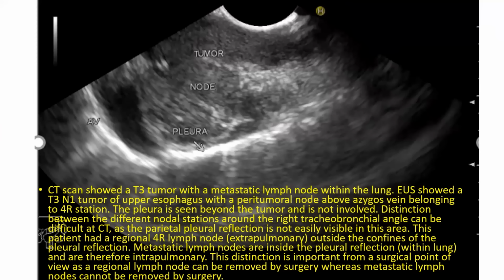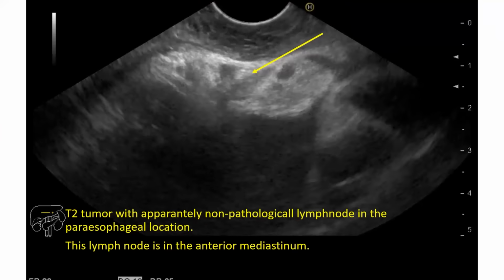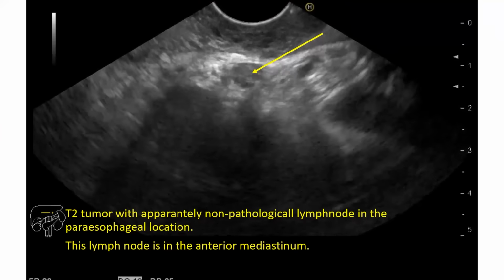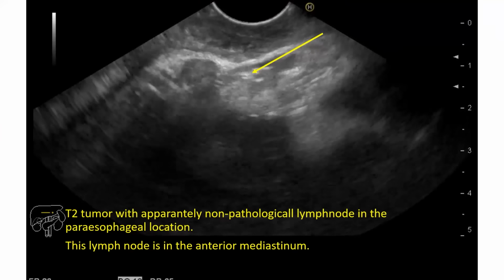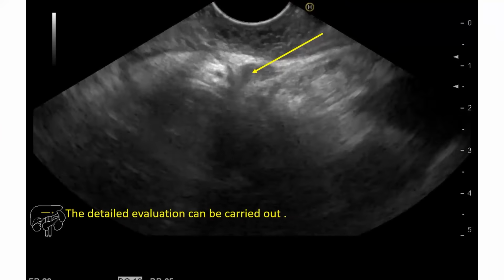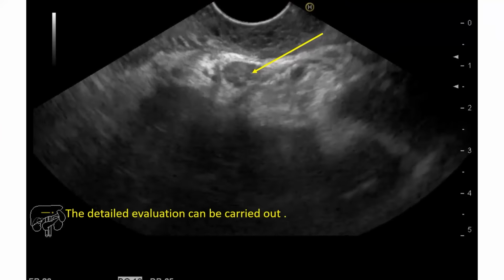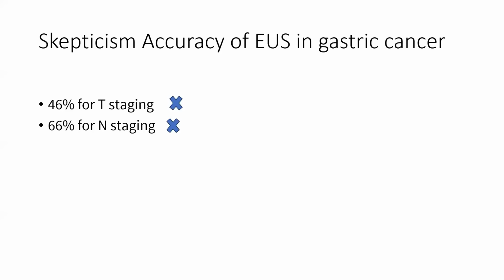The distinction of different stations can be difficult at CT, as the parietal pleura is easily seen, and this lymph node is in the central compartment. This is a T2 tumor, with a non-pathological lymph node in the paraesophageal canal, and this is in the anterior mediastinum. So detailed evaluation can be carried out for this lymph node.